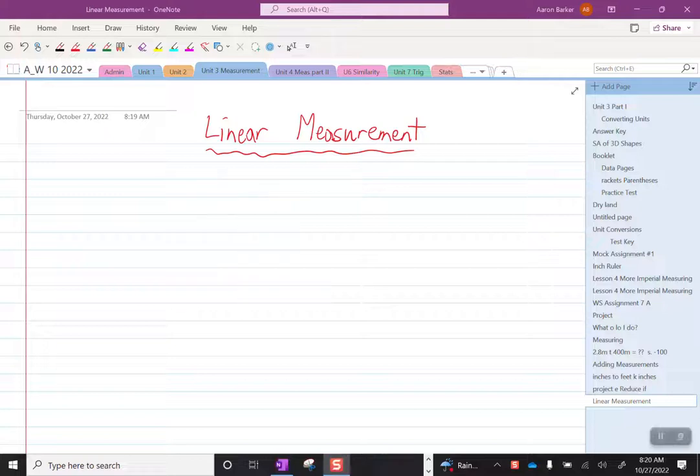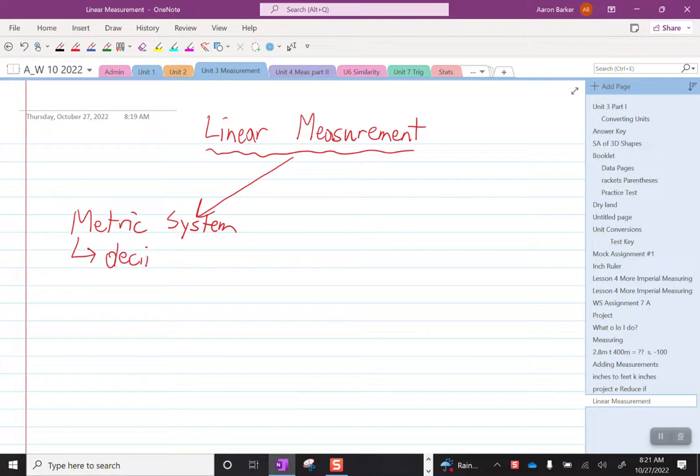Okay, so reviewing what we've done so far, the first thing with linear measurement is the metric system. When you have the metric system, you often have decimals. And that's because it's a base 10 system. It works great with our numbers.